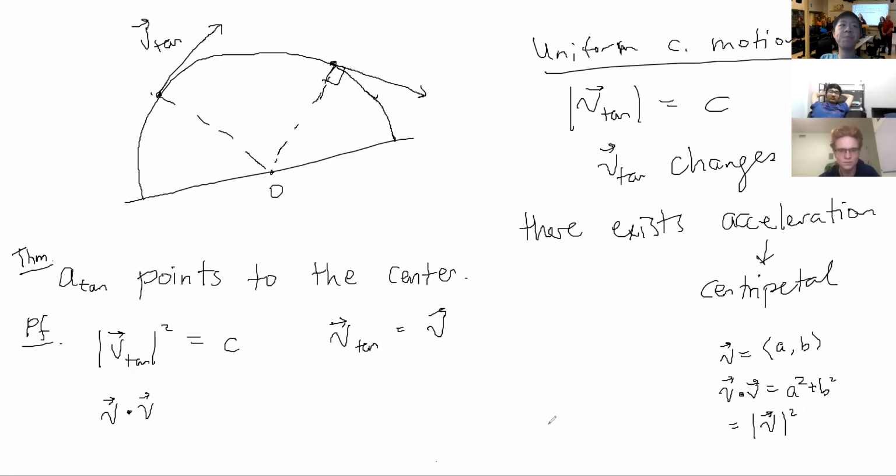Any questions so far? It's just a little proof. All right. So that means v dot v is a constant. Now we can take the time derivative on both sides.